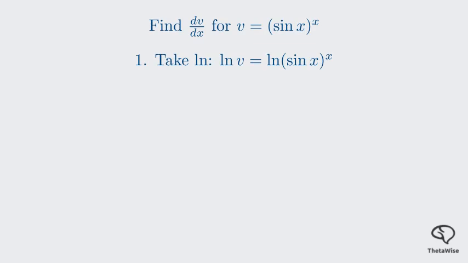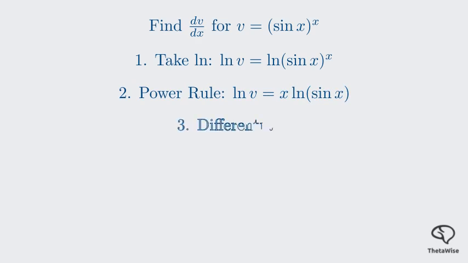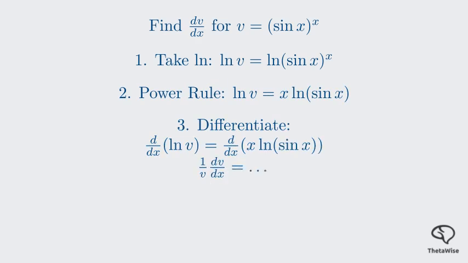Step 2. Simplify using the logarithmic laws. Using the power rule, we bring the exponent x down to become a coefficient. So ln v equals x times ln of sine x. Step 3. Differentiate both sides with respect to x. On the left, we use implicit differentiation to get 1 over v times dv/dx. On the right, we again have a product, x times ln of sine x, so we'll use the product rule.